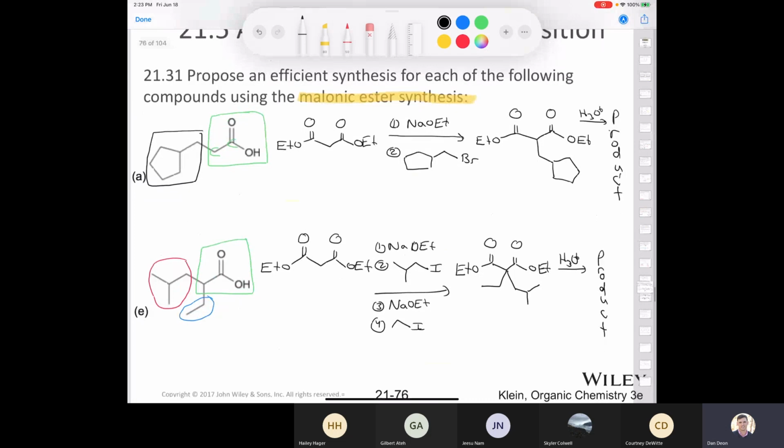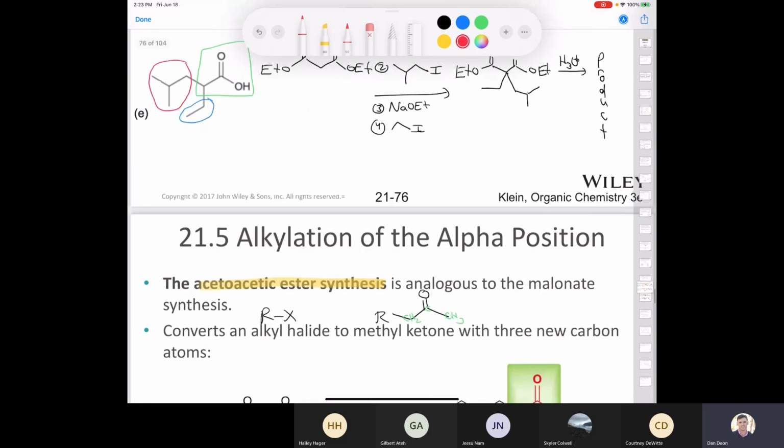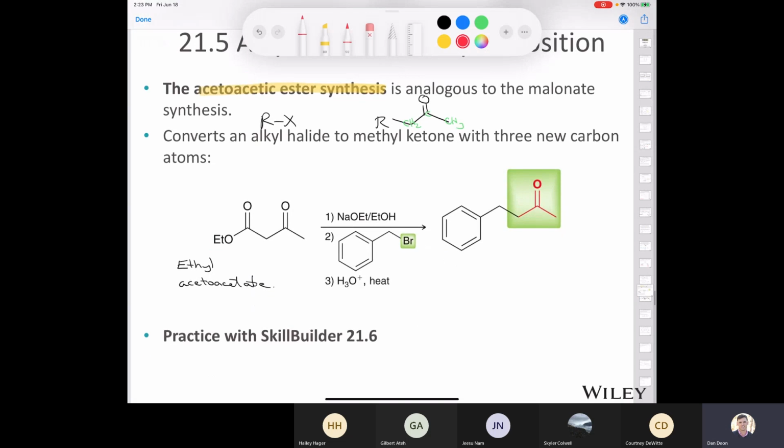We looked at some problems where we actually tried to do a synthesis using the malonic ester synthesis, where we use this as our starting material all the time. This is called diethyl malonate. Okay. And then we looked at a variation of it, which is called the acetoacetic ester synthesis. And for that, our starting material is always this molecule, ethyl acetoacetate. And again, these types of molecules like diethyl malonate and ethyl acetoacetate can be purchased from a chemical supplier. They are not expensive and they are readily available.